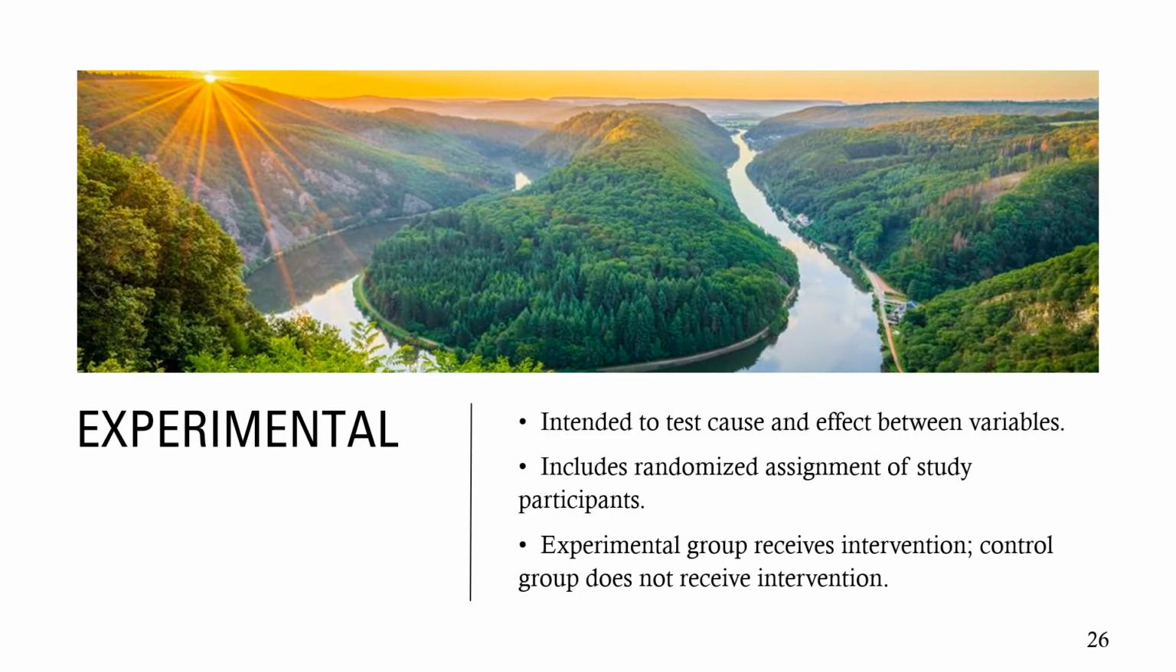Next up is experimental. This is usually the one that people think of when they think of research studies, a lab and an experiment that the lab is doing. So an experimental study is intended to test the cause and effect between variables, and we'll talk about what those variables are. Experimental studies do usually include randomized assignment of study participants, and the experimental group usually does receive some type of intervention that the control group does not receive. Typically, when you think of an experimental study, your inherent thoughts about what it is, you're probably right.